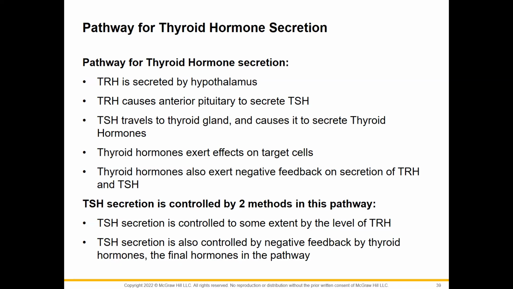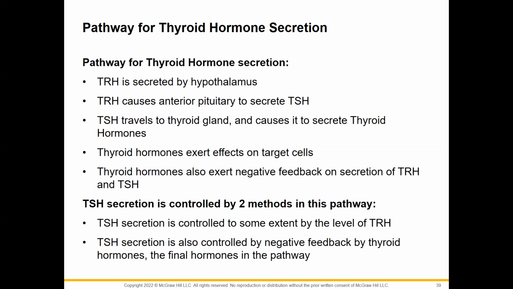As those T3 and T4 levels increase and get to levels that the body wants, those higher levels will then signal the hypothalamus and the anterior pituitary to stop making their products, which will have a downstream effect of decreasing the amount of thyroid hormones that are going to be secreted. So that is how that negative feedback works, in order to get the adequate amount of thyroid hormones produced by the thyroid.